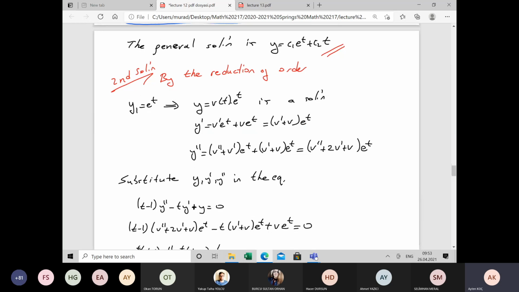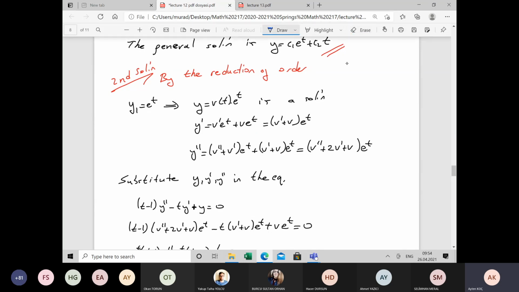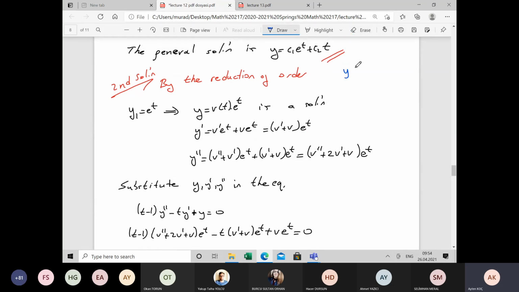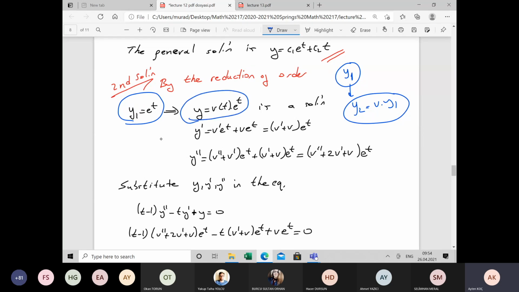What's the reduction of order? We know that if we have y sub 1, then with reduction of order, y sub 2 is v times y sub 1. So we have y sub 1 and another solution, v times y sub 1, and this one is a solution. Our aim is to get the v here.